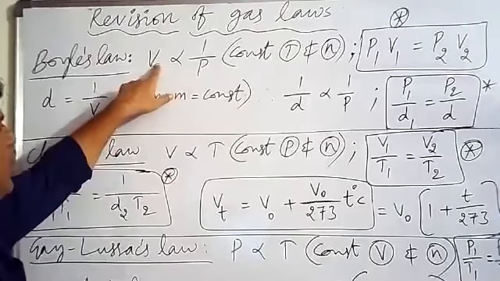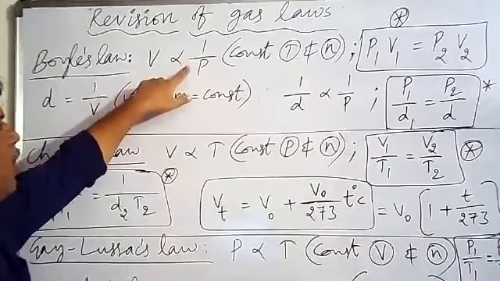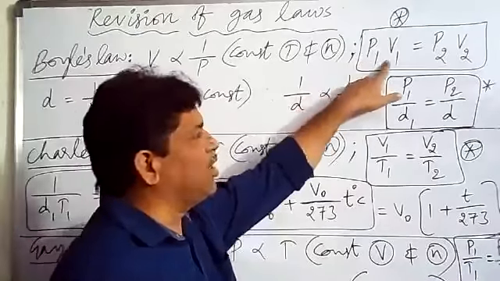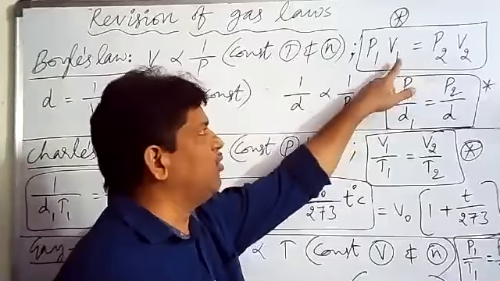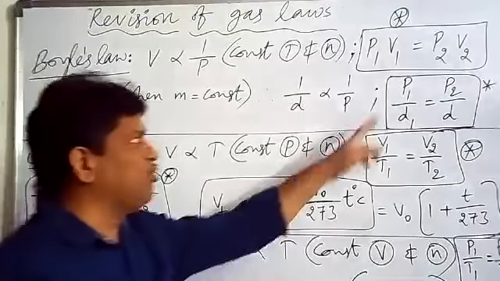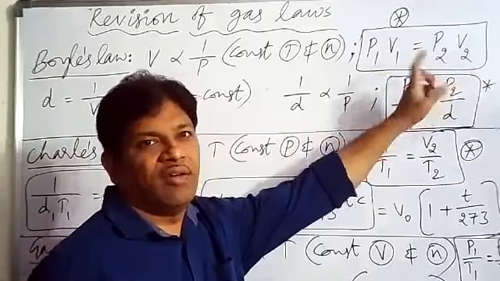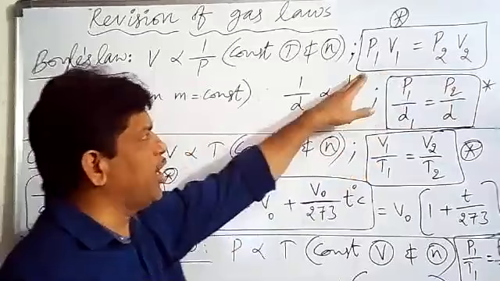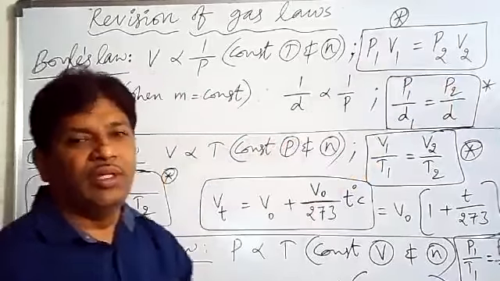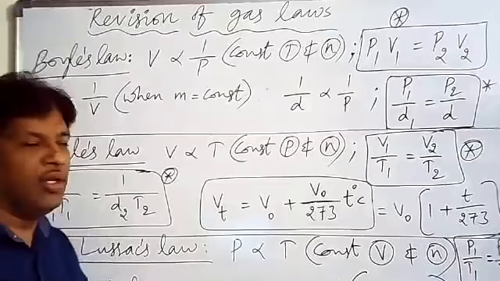From this, V is equal to a constant into 1 by P. That means P into V is equal to constant. So we write P1 V1 is equal to P2 V2. This is the main equation of Boyle's law: P1 V1 initially is equal to P2 V2 finally for the given gas. When you change the pressure and volume of a gas from P1 to P2 and V1 to V2, we use the formula P1 V1 is equal to P2 V2. Keep that point in mind.